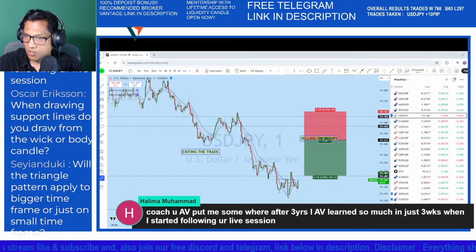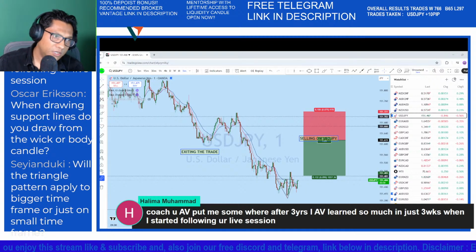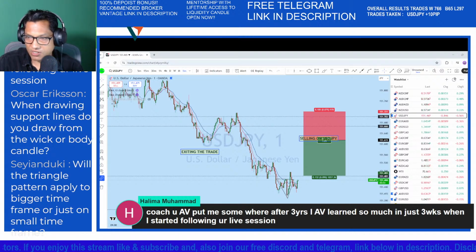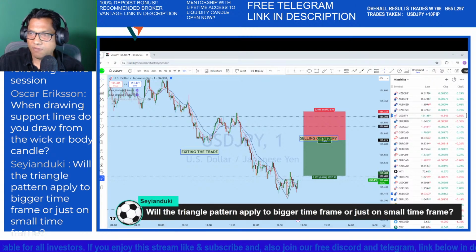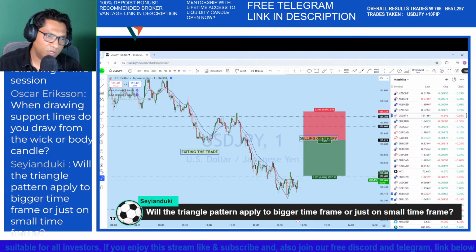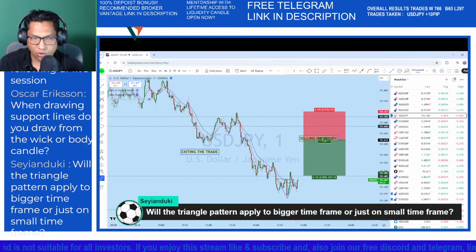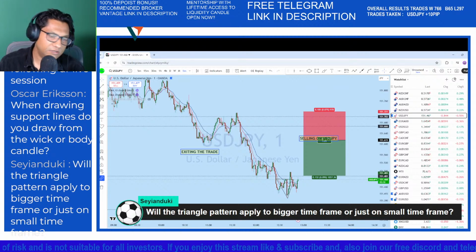When drawing the support lines, do you draw from the wick or from the candle? Yeah, from the wick, because the wick is where the price touched. It's important. All right, so will the trading pattern apply to bigger time frames or just the small one? It can be applied in any time frame. The pattern can be applied in any time frame. It's the same in all time frames: 1 minute, 5 minutes, 15 minutes, the 1 hour.